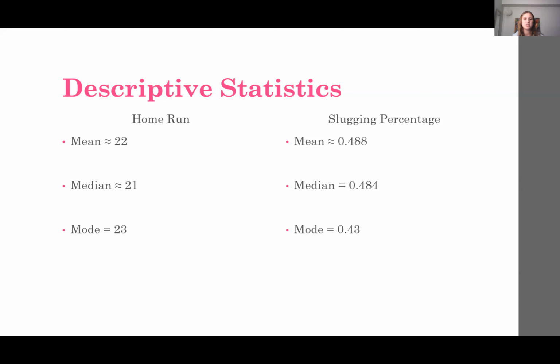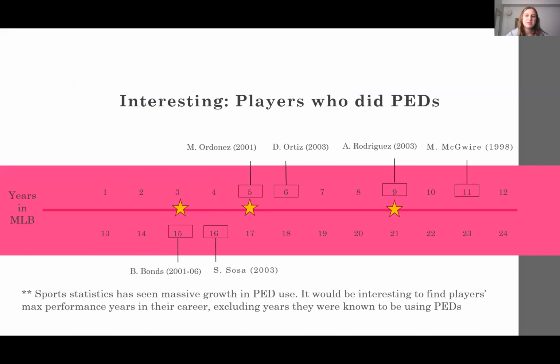Again, falling in that range, that's where most players seem to hit their highest slugging percentage. So something interesting that isn't necessarily related to this data, but would be something to pursue further in another project, is players who did performance enhancing drugs. In this data set, I have 6 players who are known to have done performance enhancing drugs. And then in this little timetable here, I showed which year of their career they were known to have started taking those drugs, and it could have continued past the year that I listed.